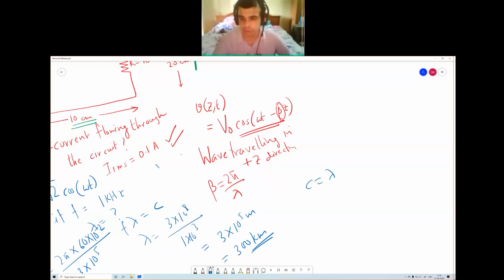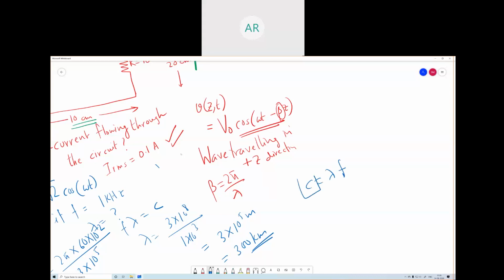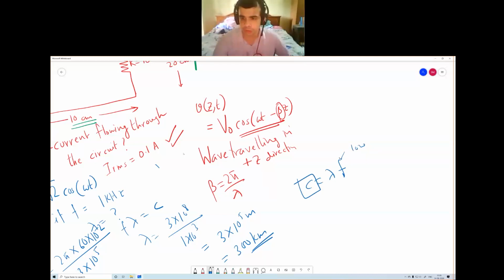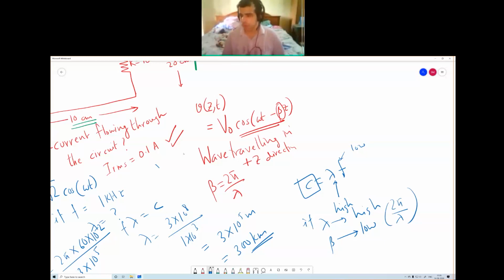C equal to lambda into F. This is constant, this will not change. If this is low, then this has to be high because the product is constant, right? Now, if lambda is high, beta will be low, because beta is 2 pi by lambda, actually very low. If lambda is very high, beta would be very low.